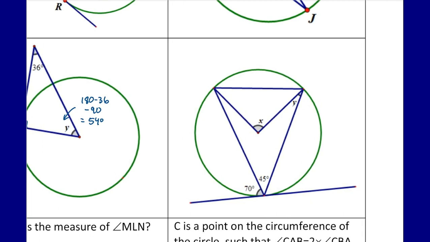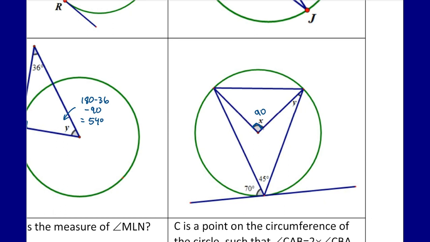Similar to this one, this one is combining a bit of our tangent rule. It's also looking at the inside angles, some of the other rules, the Star Trek rule, and some of our complementary and supplementary angles. So if this is 45 here, then we know that X has to be double that, or 90 degrees. So this is actually a right angle.